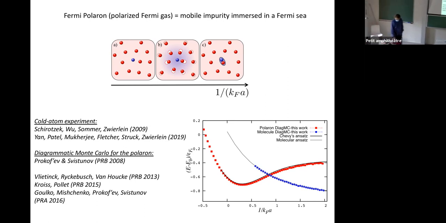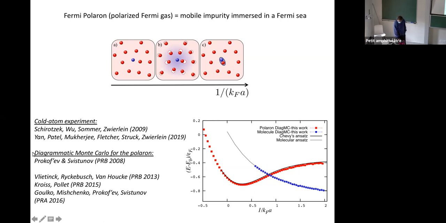But what was less obvious is what happens if you increase the interaction strength. And actually, it was shown for the first time by Prokofiev and Svistunov in 2008 that if you increase, you can actually have a transition to a state where this impurity will form a bound state with one particle of the Fermi sea, forming a dimer, and this dimer will again be dressed with particle hole excitations of the sea, hence forming what one could call a dimeron. And this Fermi polaron has also been observed experimentally using ultra-cold atoms, for example, in the team of Martin Zwierlein.